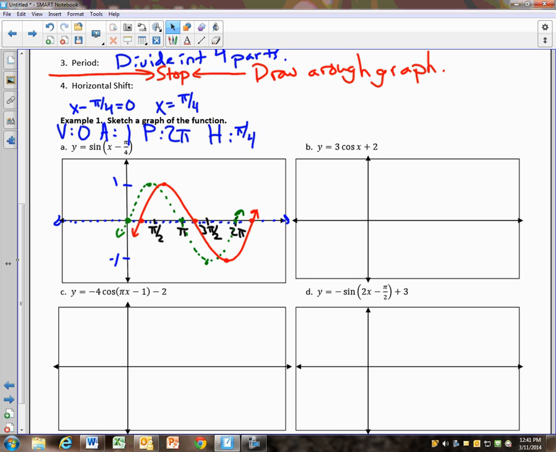All right. Let's try a couple more, and then we're going to graph them with our calculator. So if you have a calculator, make sure you have that out and ready to go.